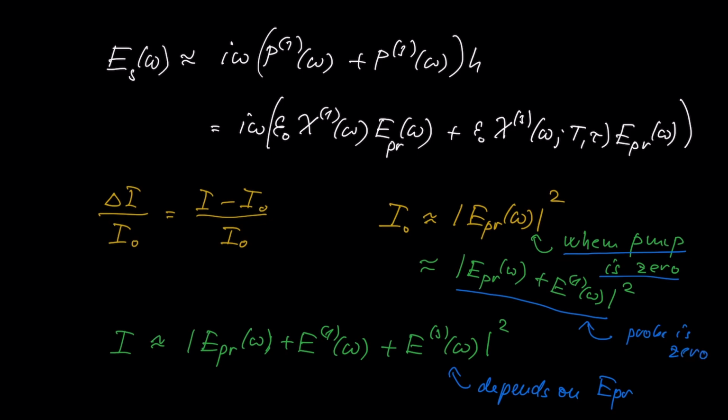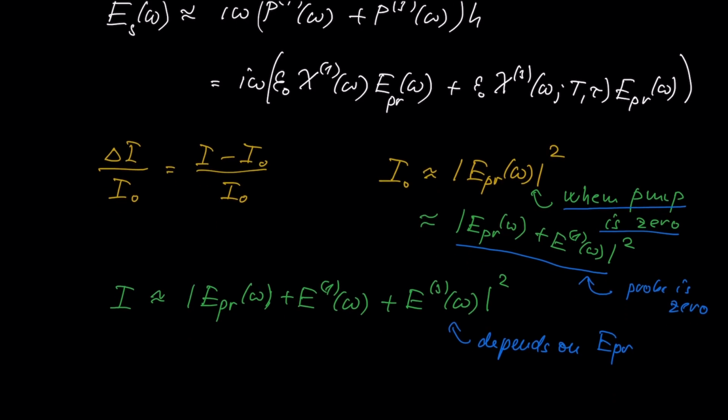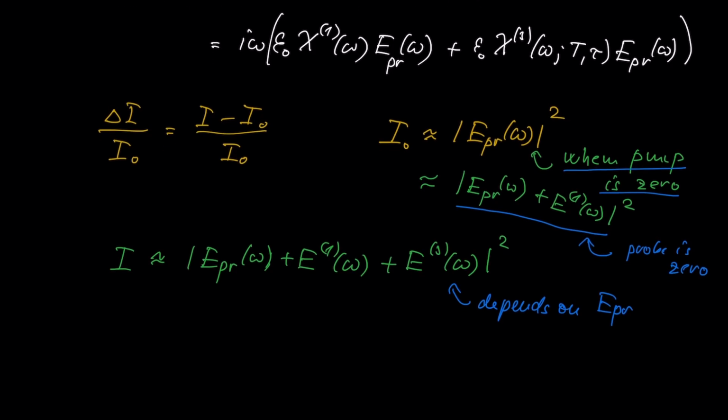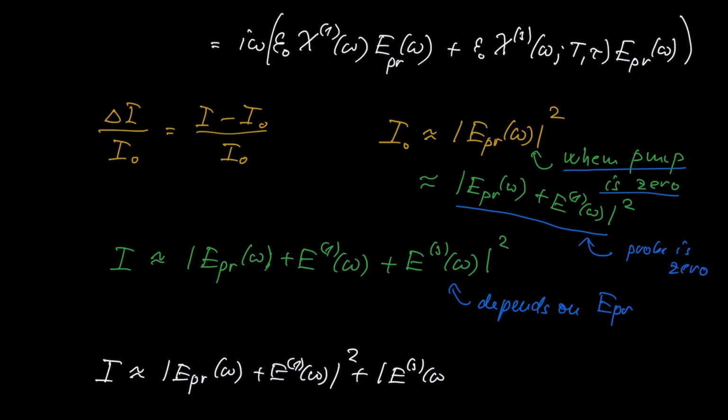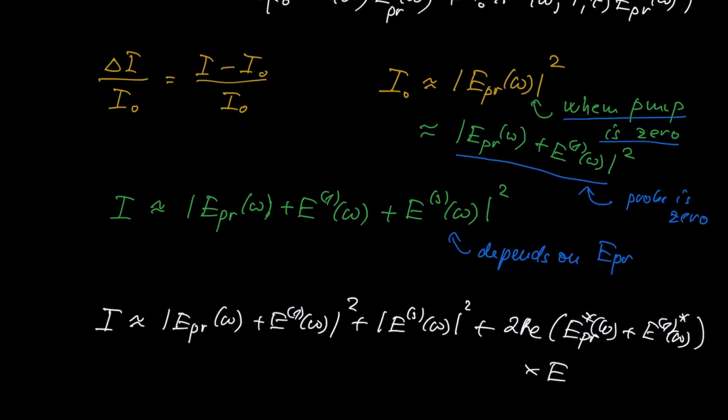And when finally probe is not 0, the I, the signal that comes out, would look like the last line, and we have to subtract I0, the newly defined I0, from that, and everything has to be divided by I0. So using these definitions, we can write out explicitly what the I is. It can be clearly written as the reference, which is the probe plus first order, plus the third order squared, which we will ignore because it's too small, plus 2 times the real part of the E probe omega plus E1 omega, all this complex conjugated, multiplied by E3 omega.